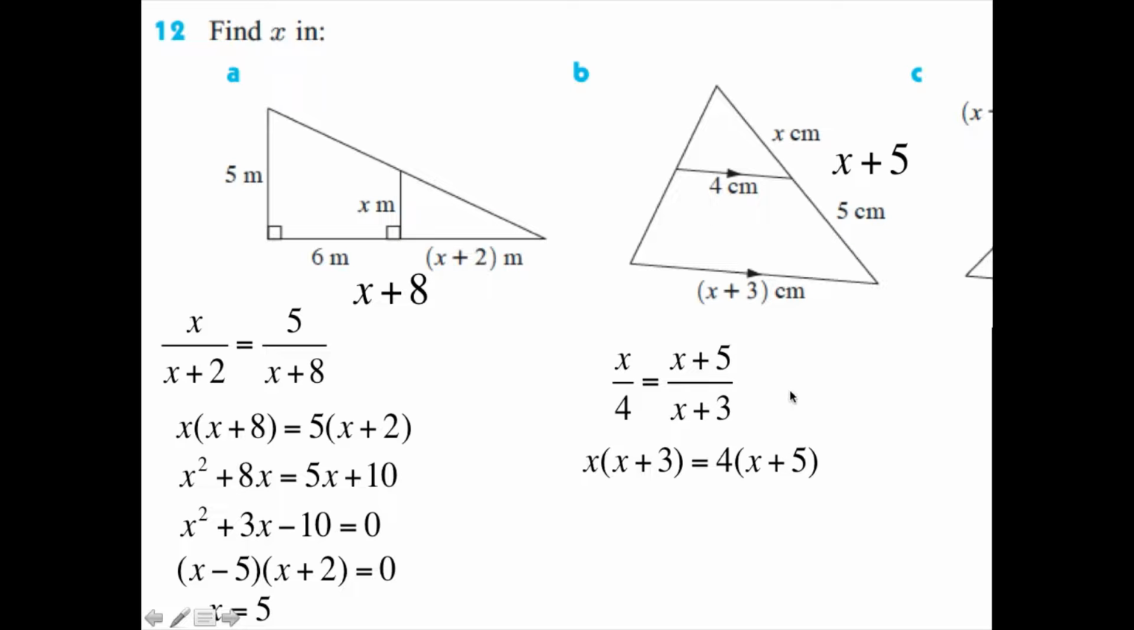Cross multiply again: x times x plus 5, 4 times x plus 3. Multiply through, x squared plus 3x, 4x plus 20, and I'm going to stop there. You can do the rest. You get the hang of it now. All this is going to move over to make 0; factor it, or use the quadratic formula, solve it, and get an answer for x. You can do it.